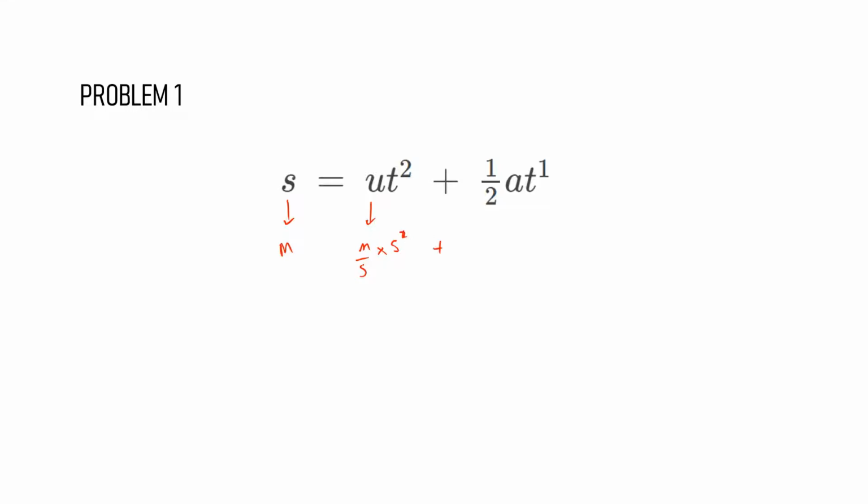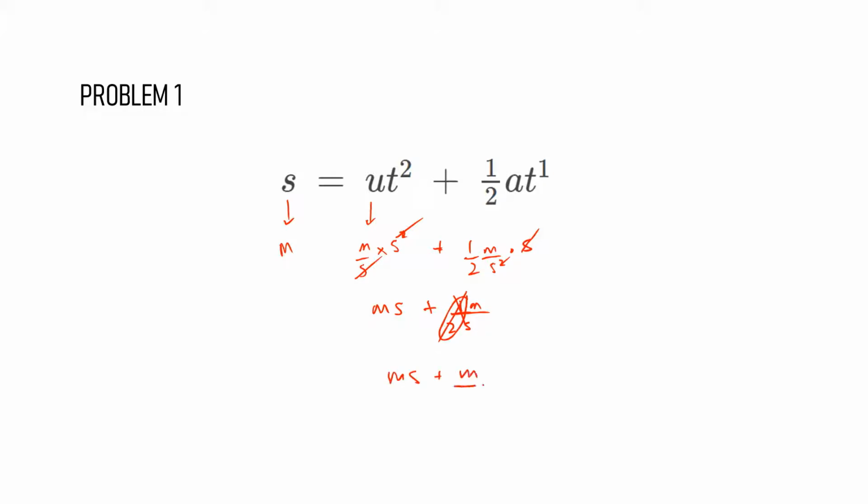For the right hand side, u is measured in meters per second, and time squared is seconds squared, plus half, and then acceleration is measured in meters per second square, and then you have time, which is measured in seconds. Now we can simply cancel those seconds out in order to simplify the equation, and what we would be left with is meter second plus half meter per second. Now you can clearly see that these are not the correct base units on the right hand side. They are not coherent with meters on the left hand side.